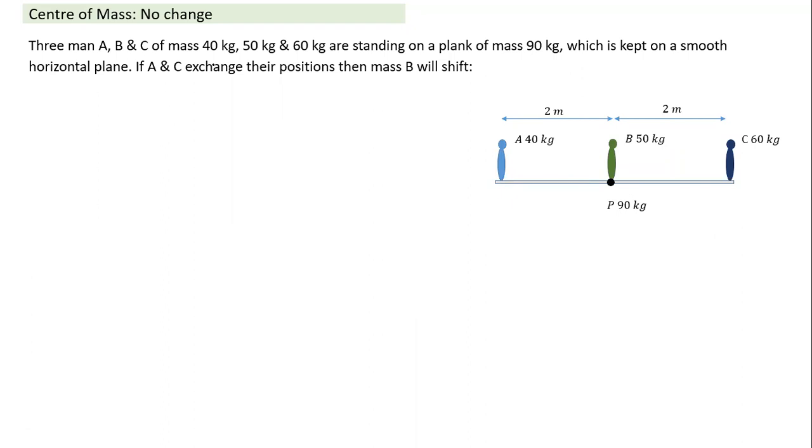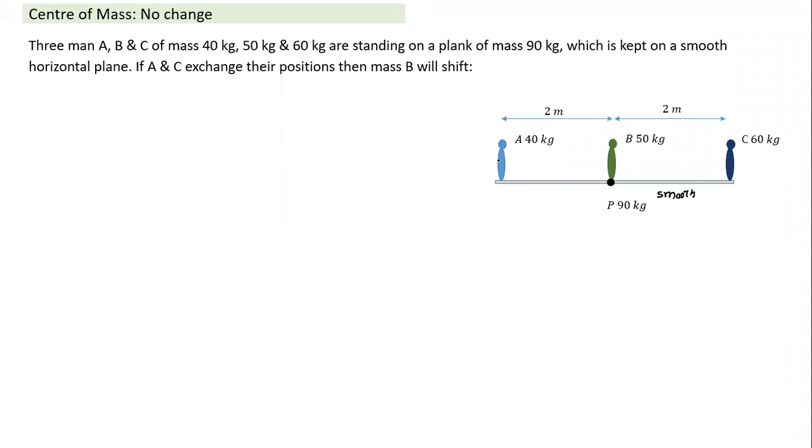Okay, so there are 3 men here, A, B, C. The masses are given as 40 kg, 50 kg, and 60 kg. They stand on a plank which also has a mass of 90 kg. So one object, two objects, three objects, four objects, which is kept on a smooth surface. The bottom surface of this plank is smooth. It's placed on a smooth surface, and sometimes they can be in water also.